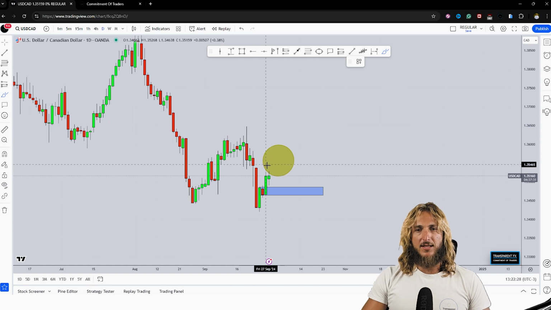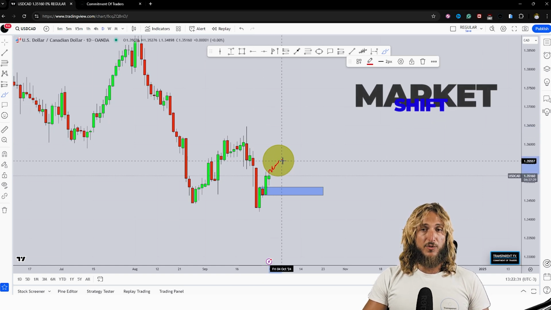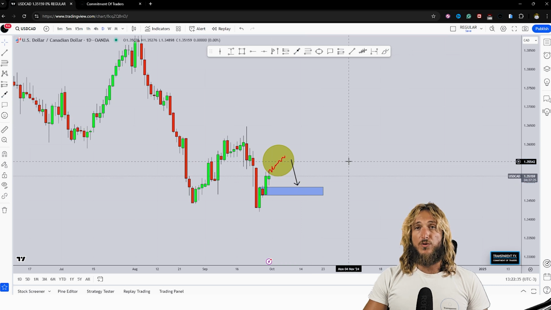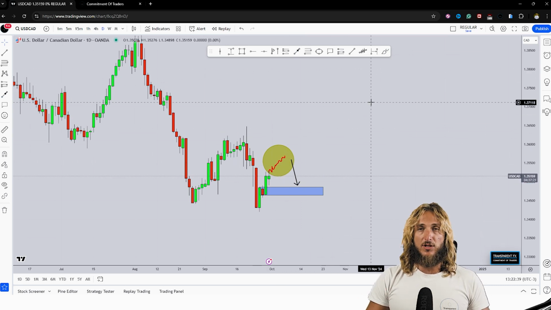Therefore, what I would expect is that if this market would shift from an intraday bullish to bearish market, at that point, I wouldn't be surprised to see a potential rejection to the downside, completing this W formation at the neckline. That definitely wouldn't surprise me.